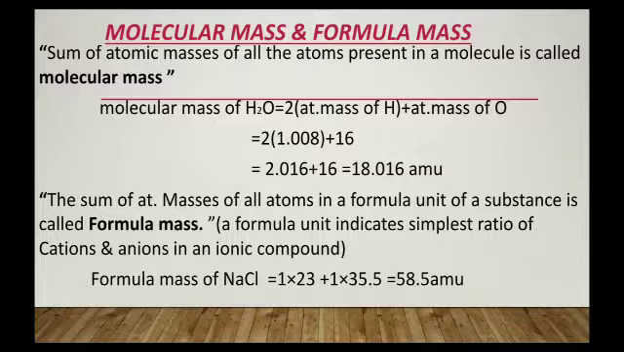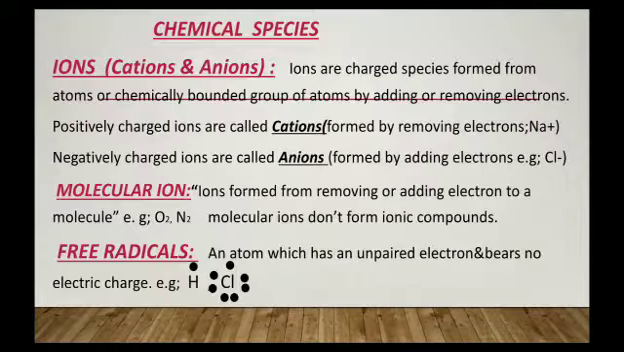So the formula mass for one formula unit of NaCl is 58.5 AMU. The procedure is the same, just we call it the molecular mass for the covalent compounds and the formula mass for the ionic compounds. Okay, you can practice it by writing the formulas for different compounds and then calculate their masses by adding up the atomic masses of the component atoms. Clear?